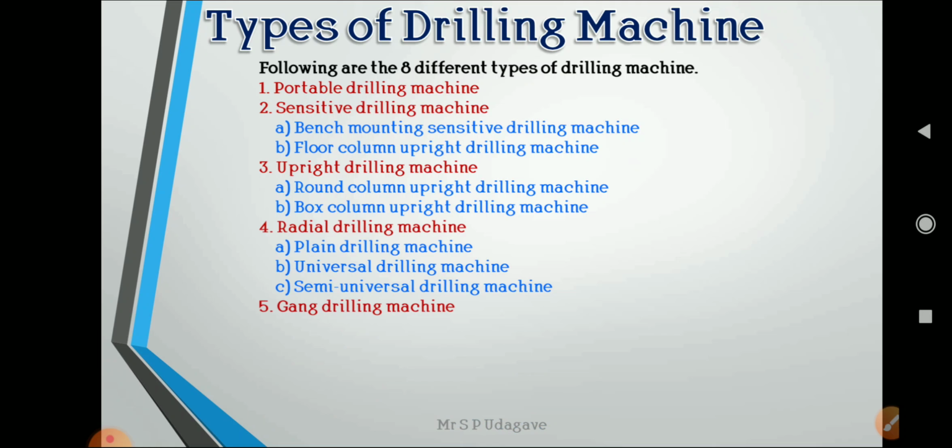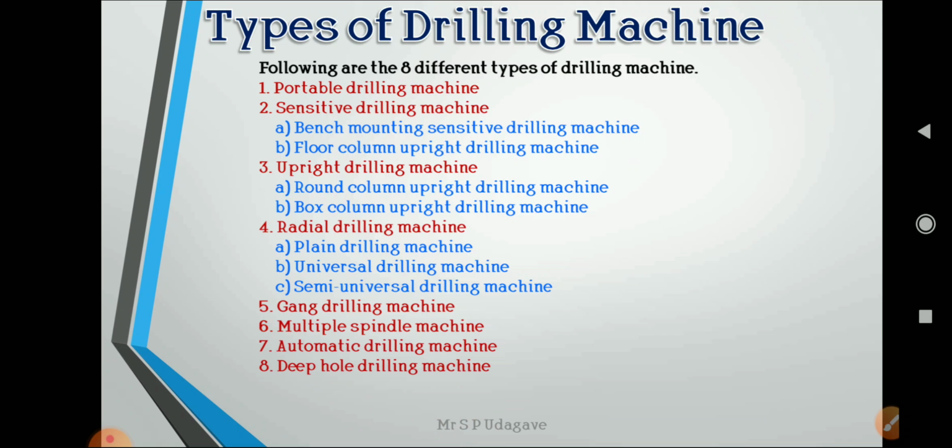Next is the gang drilling machine, then the multiple spindle drilling machine, and then the automatic drilling machine. So these are the types of drilling machine. And the last one is the deep hole drilling machine, which we can use for deep holes related to specific operations. We can see them one by one. The deep hole drilling machine is again classified into the vertical deep hole drilling machine and the horizontal deep hole drilling machine.